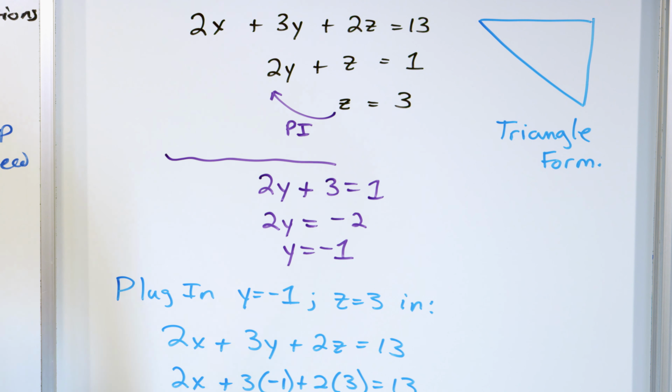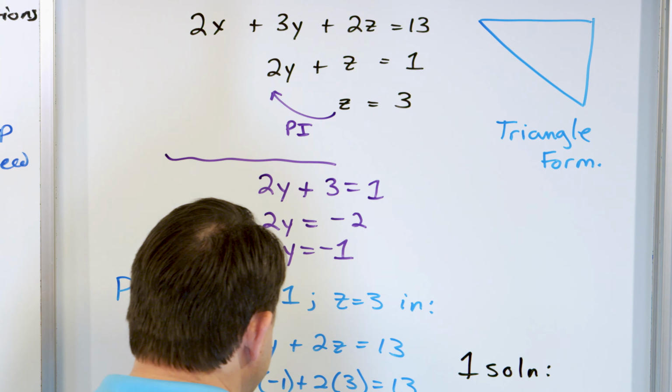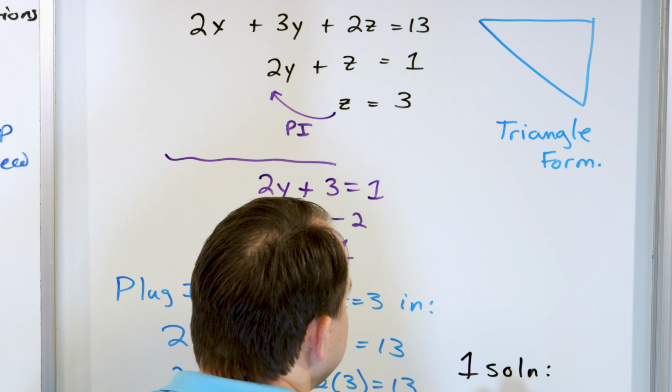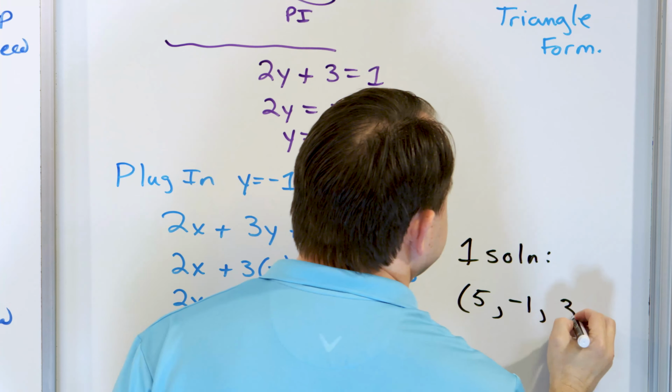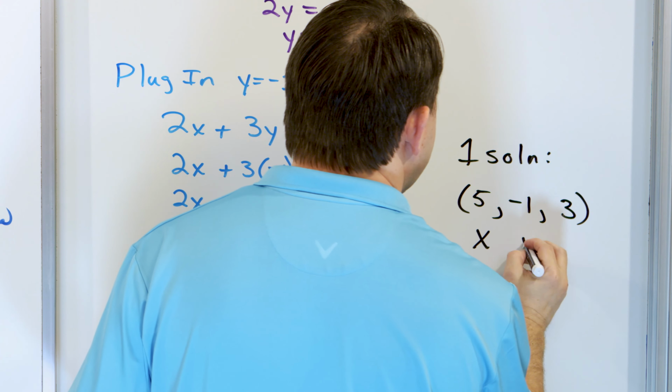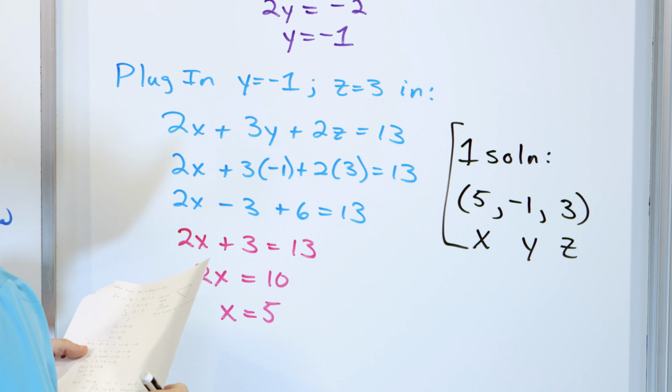So now I can write my solution. It's going to be only one solution. It's this one point that I've found. The x value was 5, the y value was -1, and the z value was 3. And this is, of course, x, comma, y, comma, z. Let me double check myself, 5, comma, -1, comma, 3.